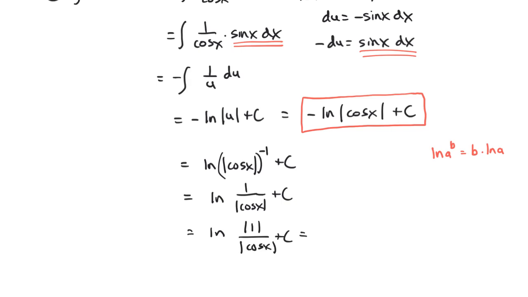And then if you have the natural log of a over the natural log of b, you have the natural log of a over b. And what is 1 over cosine? That's secant. So this is the other way that this one shows up in the tables.